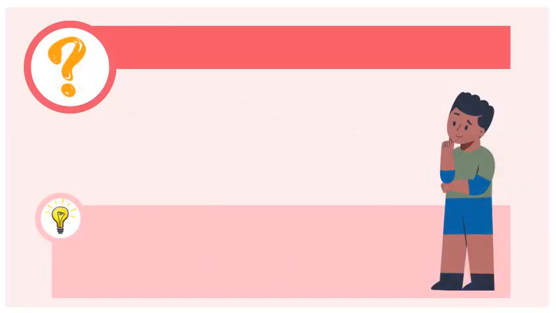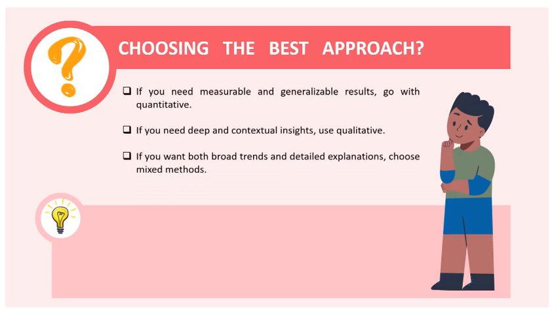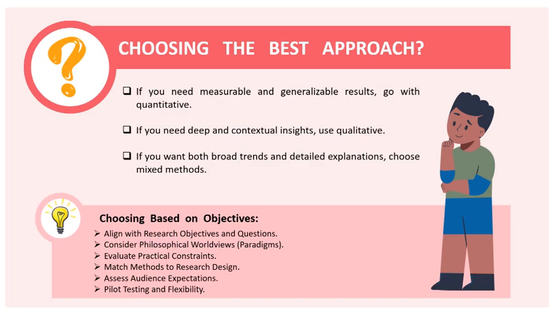Now we can go to the final answer. Which method is best for our research topic? Choosing the best approach. If you need measurable and generalizable result, go with quantitative. If you need deep contextual insight, use qualitative. If you want both broad trends and detailed explanation, choose mixed method. But there are some limitations of mixed method. Mixed method needs more time and more data.